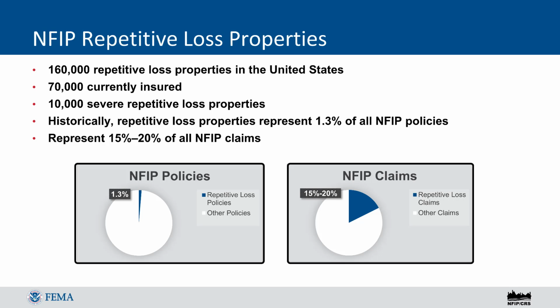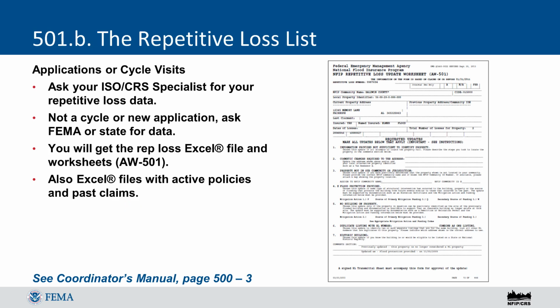Repetitive loss properties get special attention under the Community Rating System program because although they are a small number of properties, they represent a much higher proportion of claims. Let's talk about the repetitive loss list.